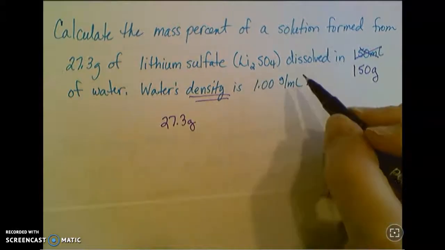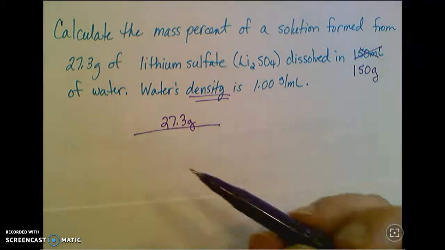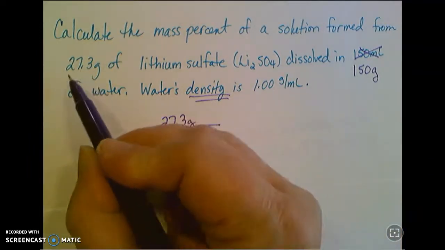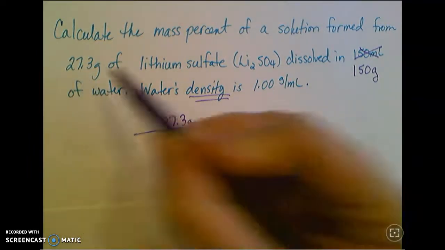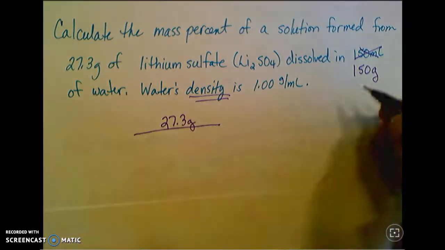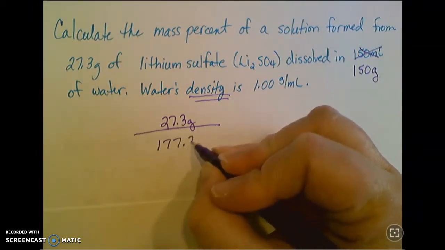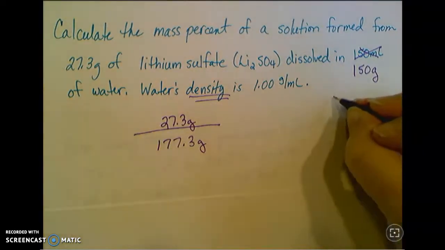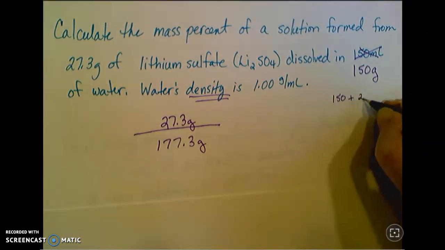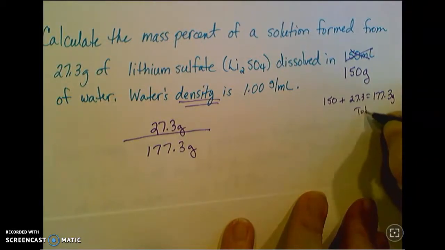Don't need the formula here, don't have to go to the periodic table, which is a nice change of pace. And that's going to be divided by the total mass of the solution. So I've got 27.3 grams of solute plus 150 grams of the solvent. So my total mass there is 177.3 grams. If you missed that, that's 150 plus 27.3. That's how I got the 177.3 grams. This is my total.